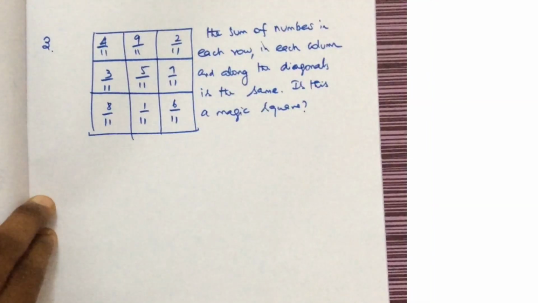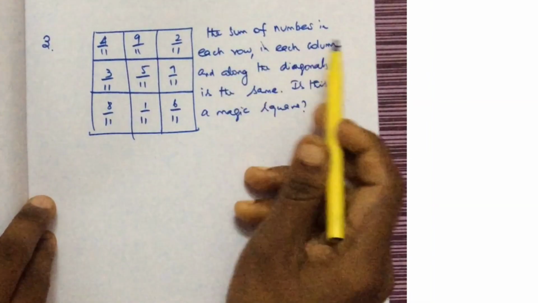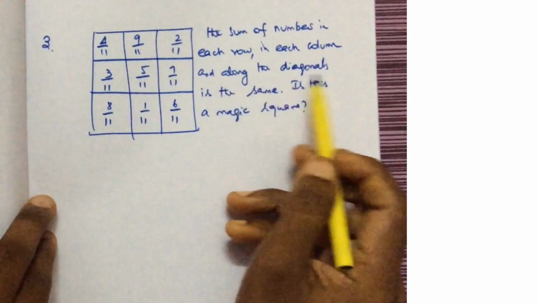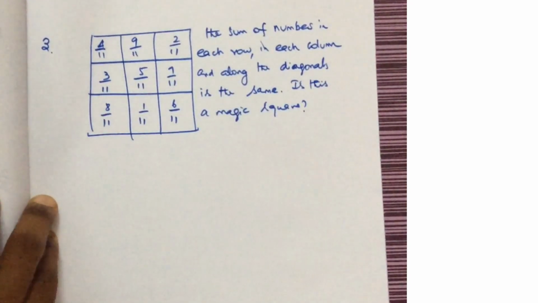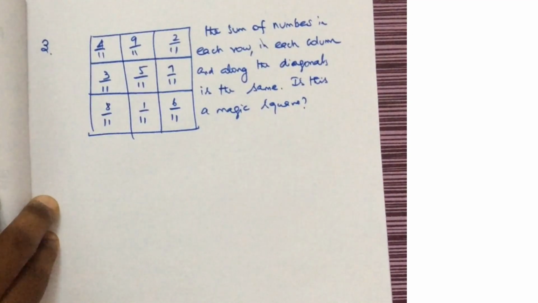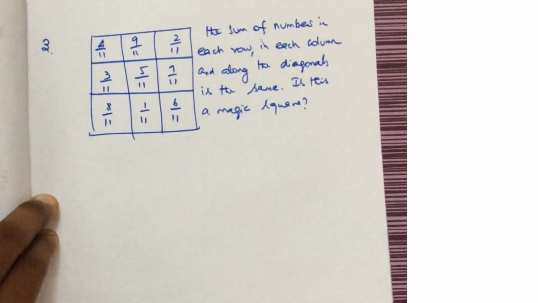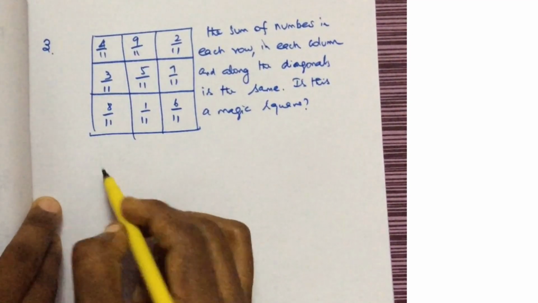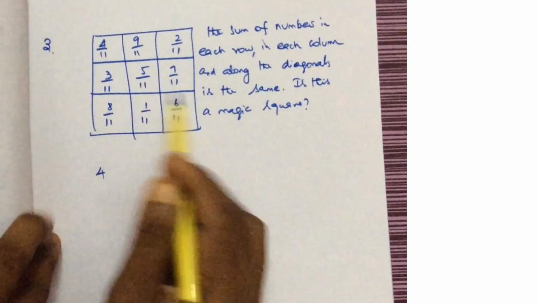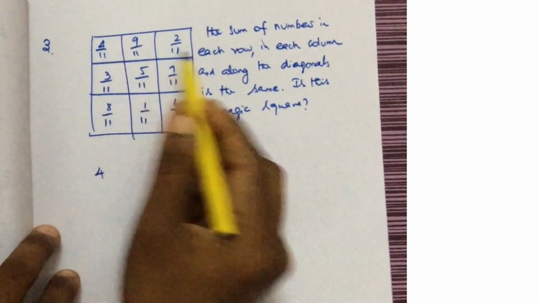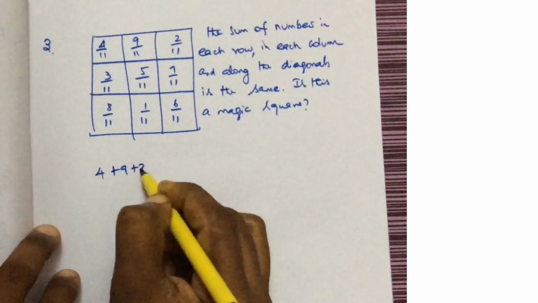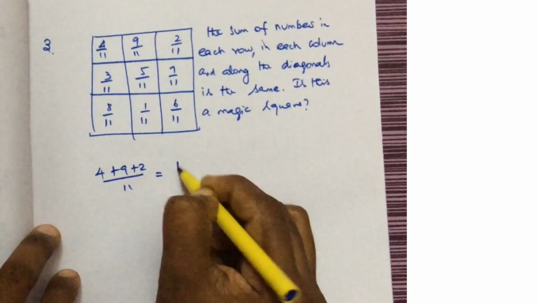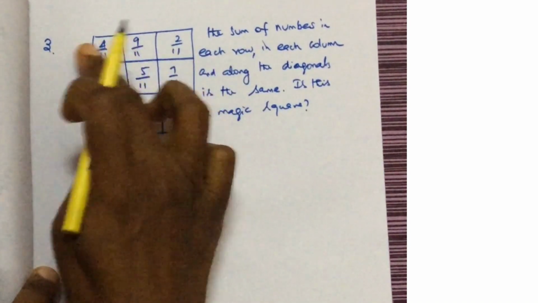Okay. So in a magic square, the sum of numbers in each row, in each column and along the diagonals is the same. Now we have to check whether this square is a magic square. So you have to add each row, column and diagonal. First we will start with, here you can see all the denominators are the same. So first the row: 4 plus 9 plus 2 by 11, that is 15 by 11. That is the first row.